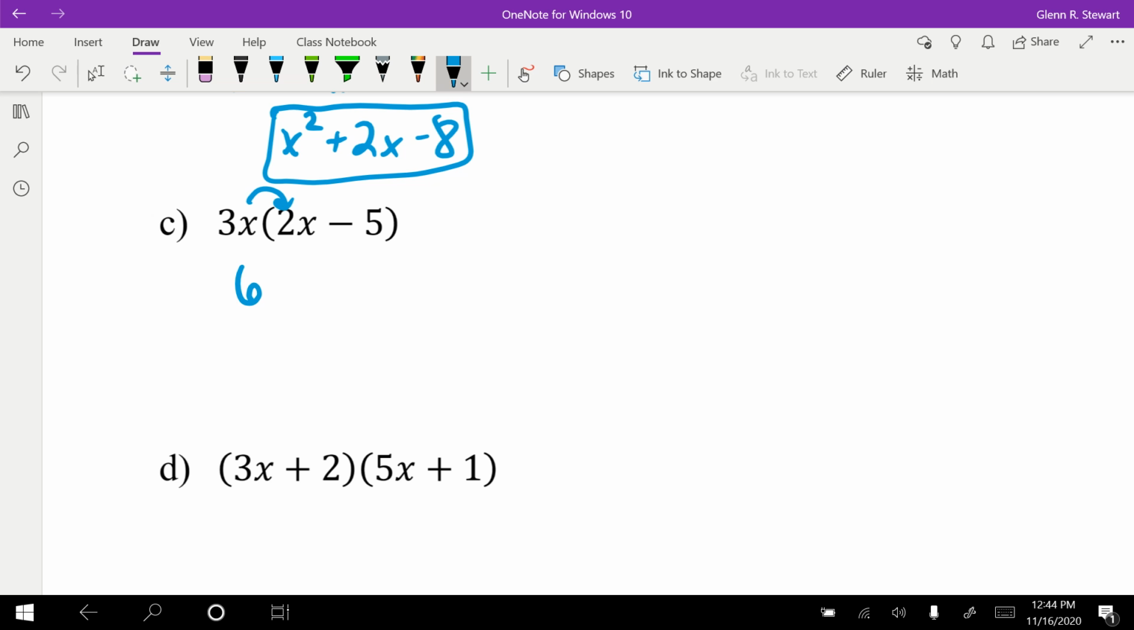you end up with 3 times 2, which is 6, x squared, because you have 2 x's, we square them. And then 3x times 5, so 15, include that minus, 15x. And there's our answer for C.